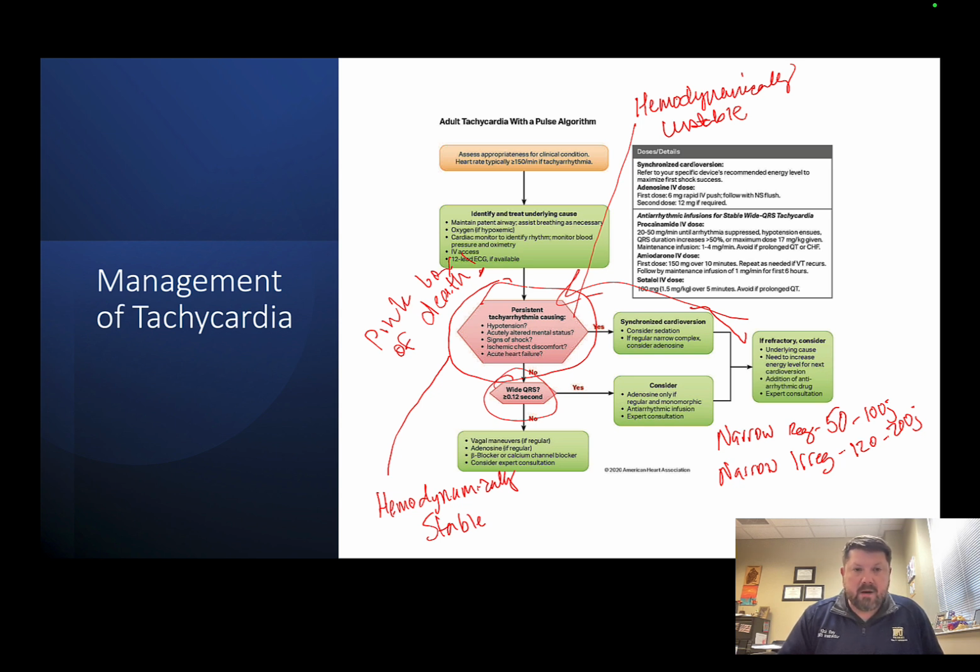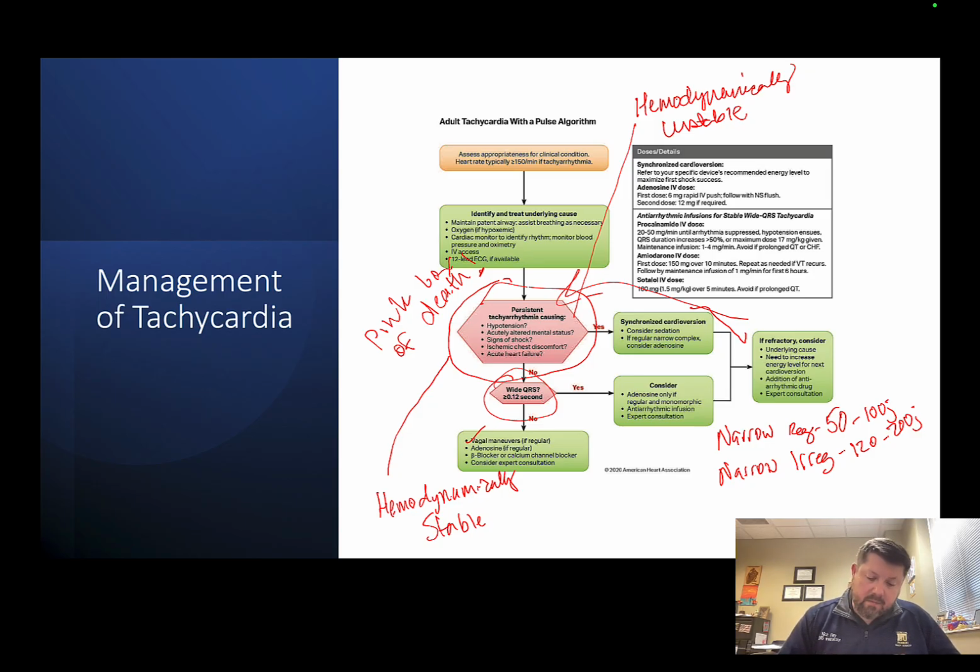Now, once we hit this box, we have to determine: is it a wide or narrow complex tachycardia? For today's purpose, we're only talking about the narrow complex, so we're going to say it is a narrow complex tachycardia with a QRS less than 0.12 seconds. So the first thing we may try is vagal maneuvers.